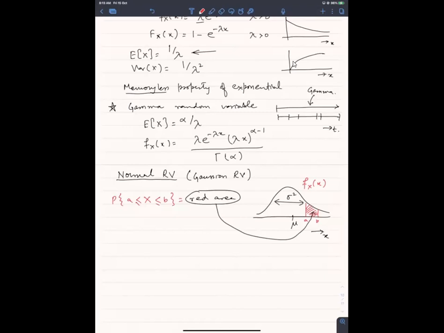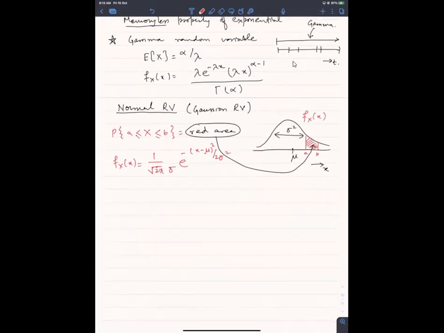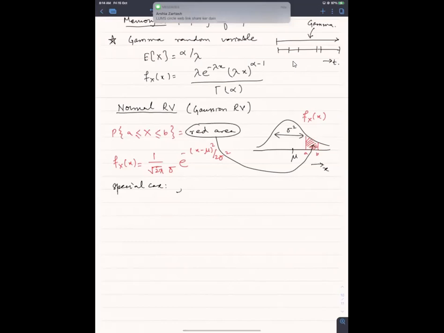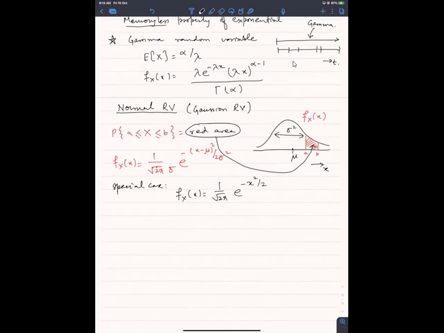So the probability density function of the normal random variable was 1 over square root 2 pi sigma, e to the minus (x minus mu) square over 2 sigma square. And of course, there is a special case for this as well. The special case is f(x) equal to 1 over square root 2 pi, e to the minus x squared by 2, where sigma is 1 and mu is 0.